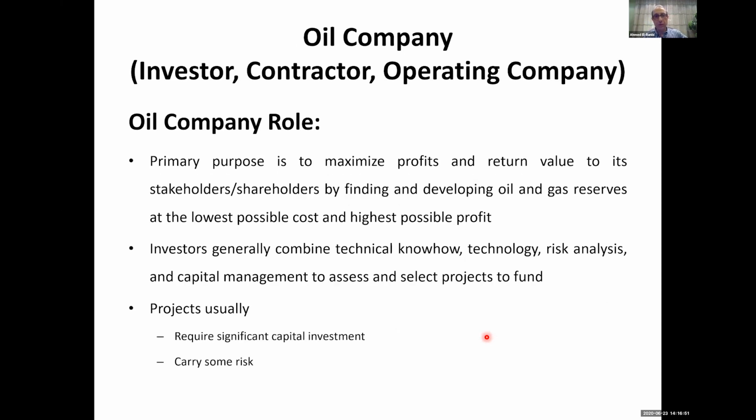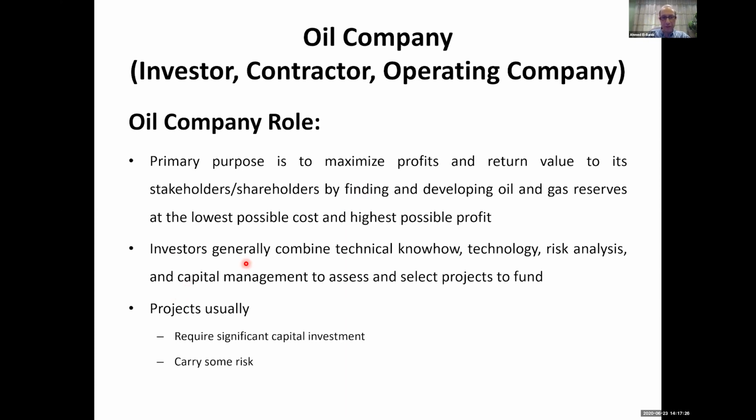What's the oil company role? The oil company has different names in these agreements. They could be called the investor, contractor, operating company, etc. Many different names. The primary purpose of the oil company is to maximize profits and return value to its stakeholders and shareholders by finding and developing oil and gas reserves at the lowest possible cost and highest possible profit. So oil companies exist to make money through developing oil and gas fields.